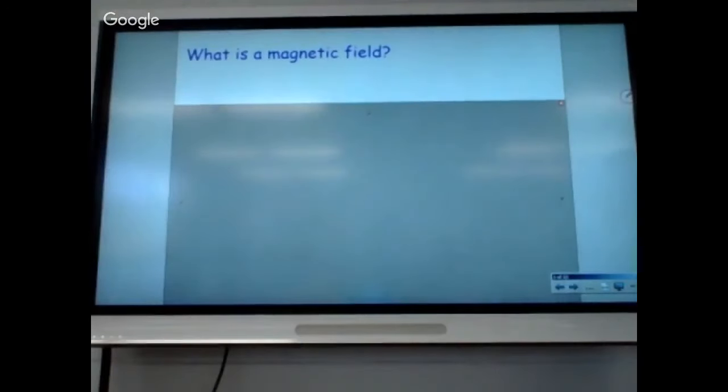Now, on a magnetic field, this is what I handed around at the end of class, and I'll hand some around tomorrow. A magnetic field is everywhere a magnet is felt. This is an area where a magnet is felt. It is either attraction or repulsion.